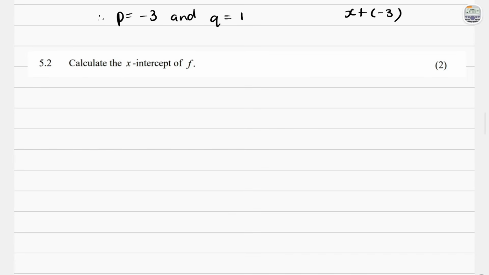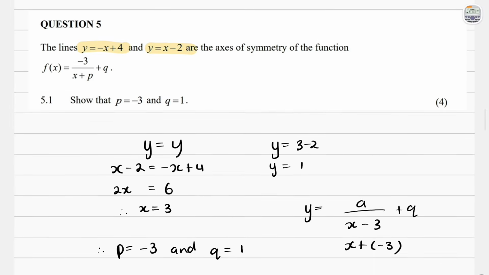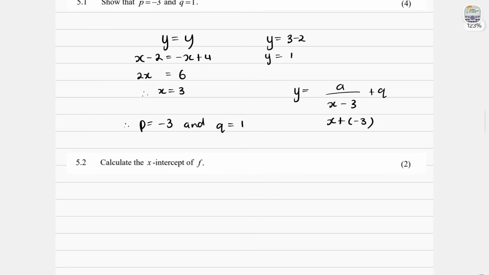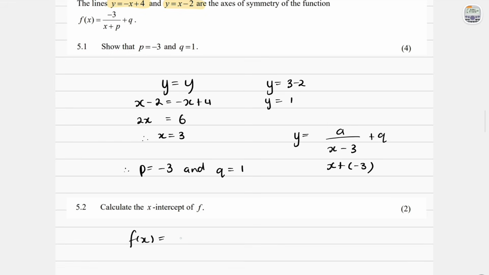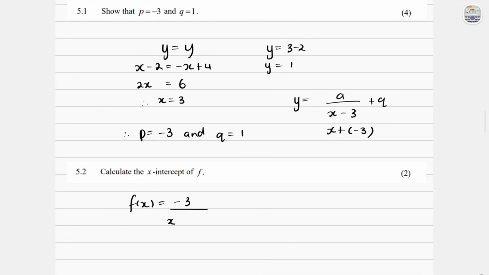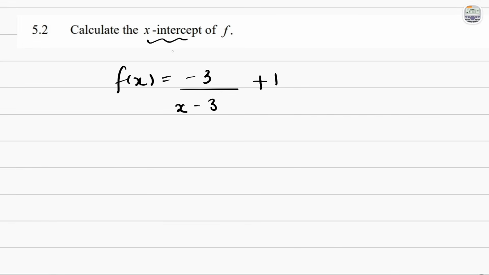Question 5.2, calculate the x-intercept. They probably want you to draw the graph eventually, so let's complete our equation. f of x is equal to negative 3 over x minus 3, plus 1. To find the x-intercept, this is specifically where y is equal to 0. So f of x is 0. 0 equals negative 3 over x minus 3 plus 1.